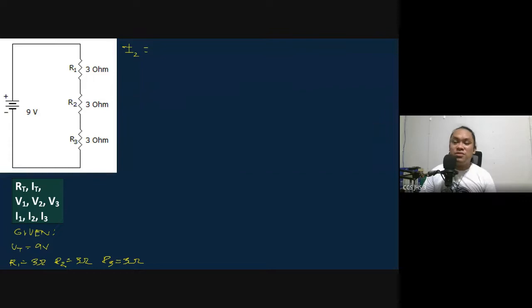V over R. So we will write here V sub 2 over R sub 2. Again, if you are going to solve for I sub 2, you're going to use the value for V sub 2 and R sub 2 as well. When it's I sub 1, V sub 1 over R sub 1 is what we will use. Okay? So let's substitute.